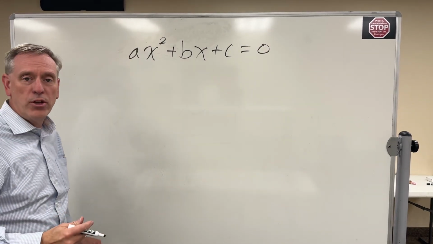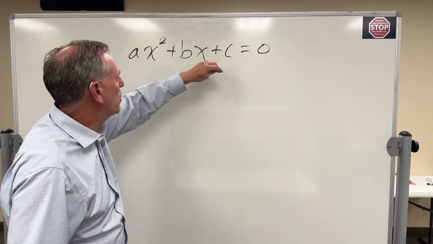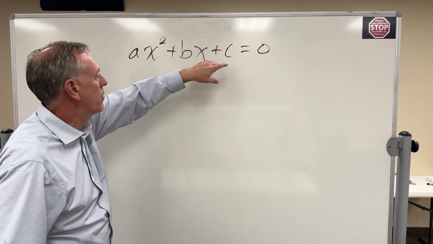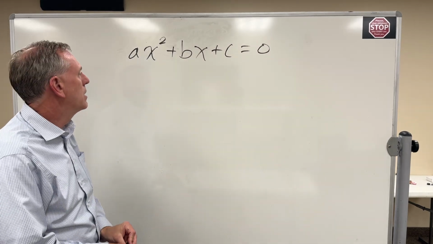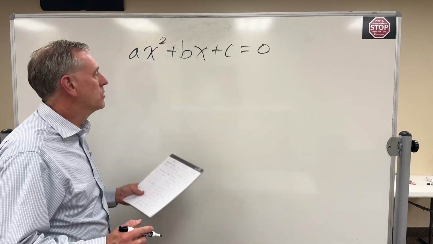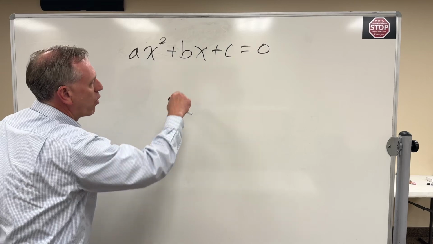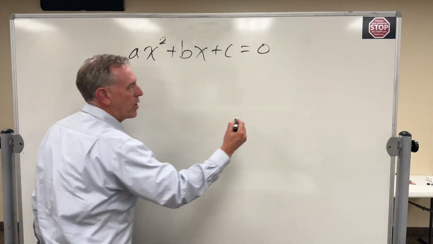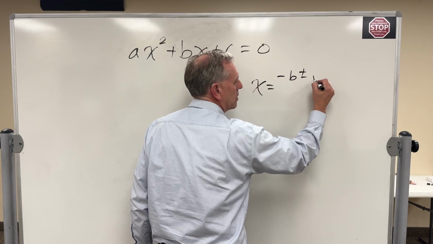There's an equation called the quadratic equation where you can use these constants in front of the variables and this constant by itself to solve for x. This is also what's called the standard form. We get it in this form, and we can use the quadratic equation, an equation you'll get on the test that looks something like this.